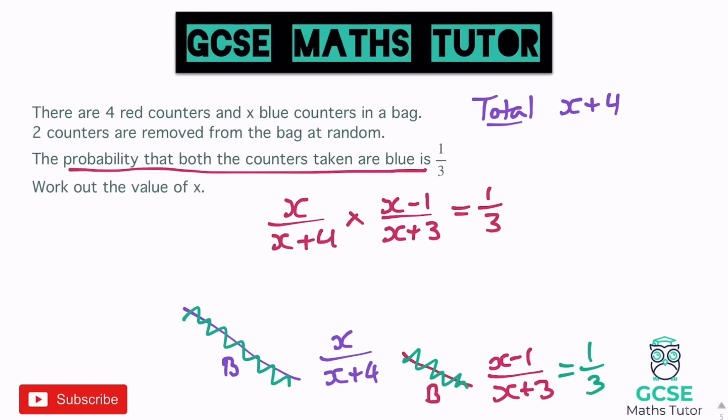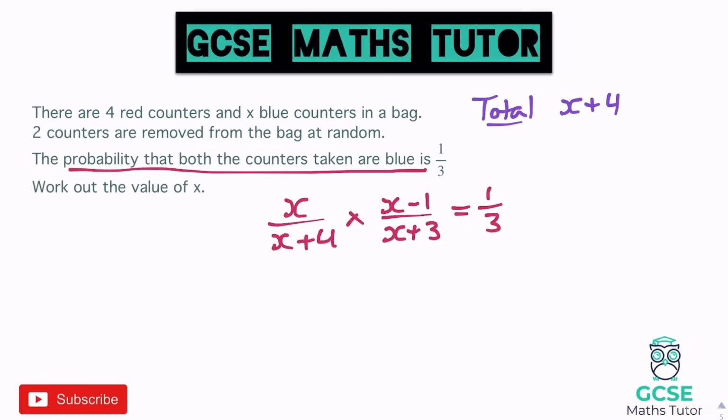Obviously I've got limited space here, so I'm going to get rid of that tree now that we've corrected that denominator, and we've just got to actually work out all of this algebra here, and we've got a bit of an equation.